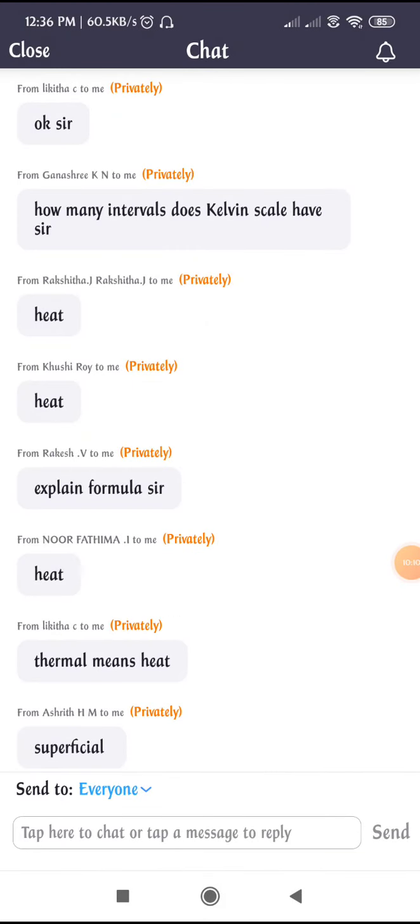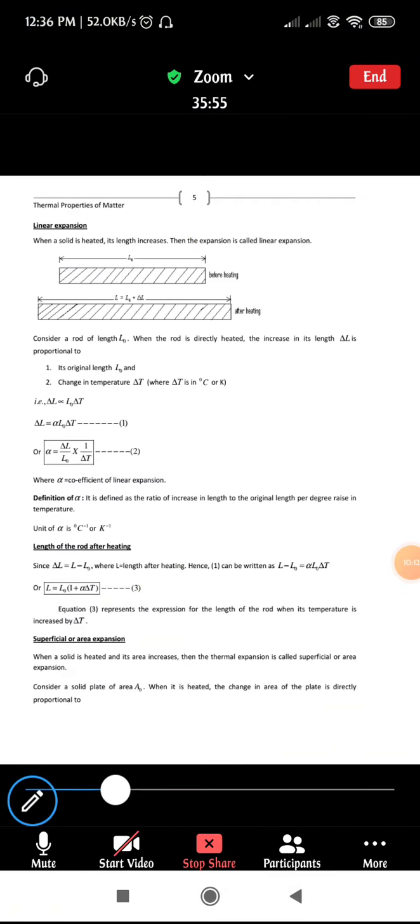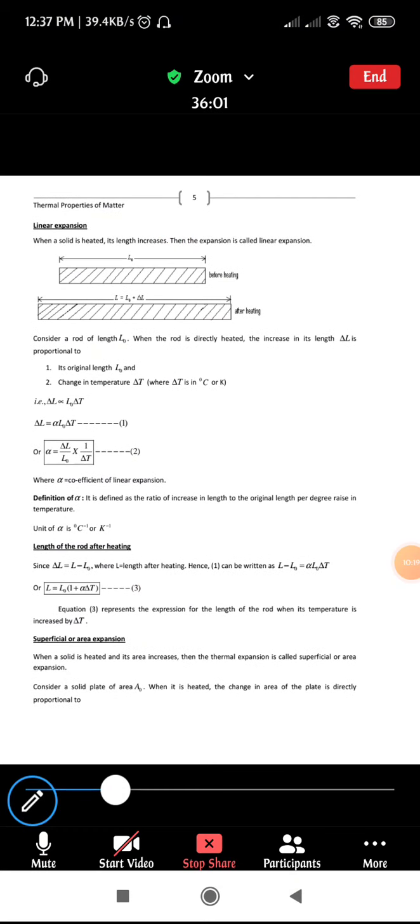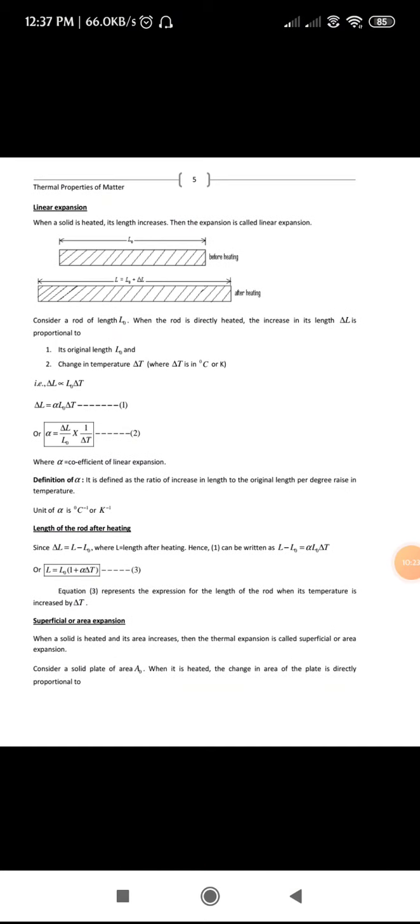Yes, Ashrit, superficial. Okay, superficial. We will come to that in the next class. So see here, we have left with 4 minutes, so before that, we will just conclude with today's topic that we have discussed.